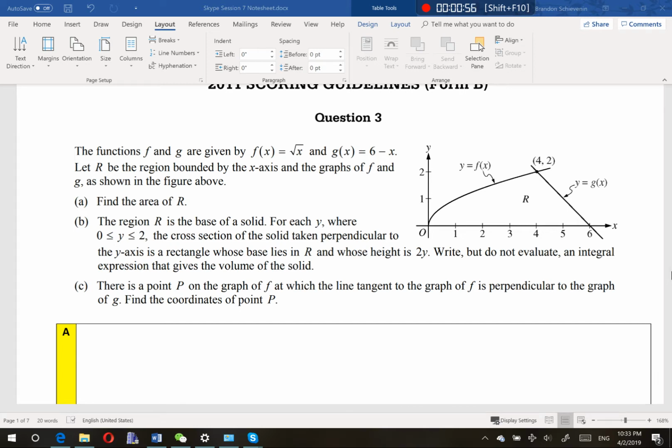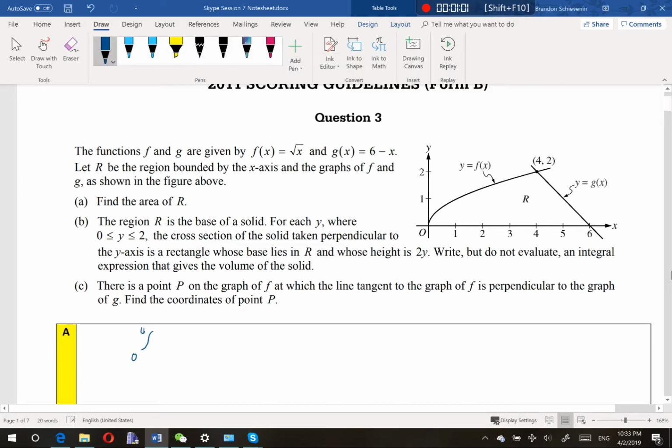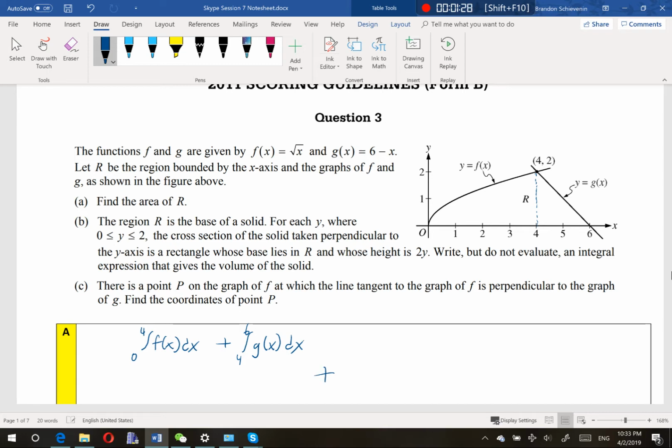Perfect. So I'm going to integrate from 0 to 4 of f of x in terms of x, and then add the integral from 4 to 6 of g of x, which, you're right, is just a triangle. So let's get the easy part out of the way first. What's the area of that triangle? 2. Okay, I'm going to throw that over here.